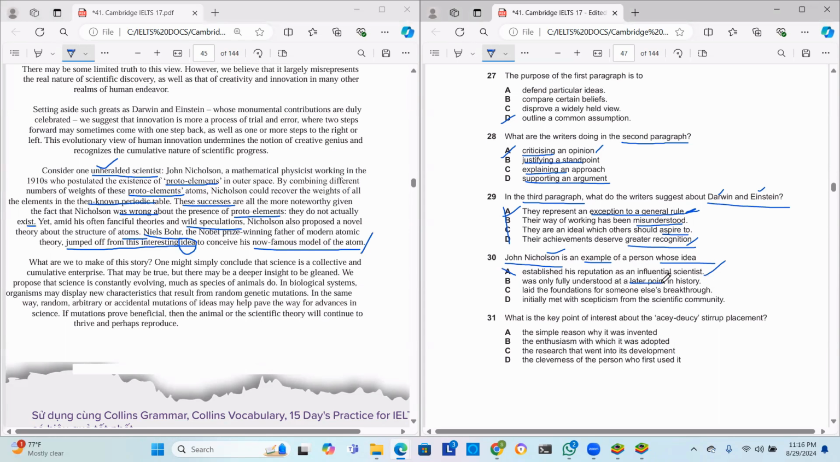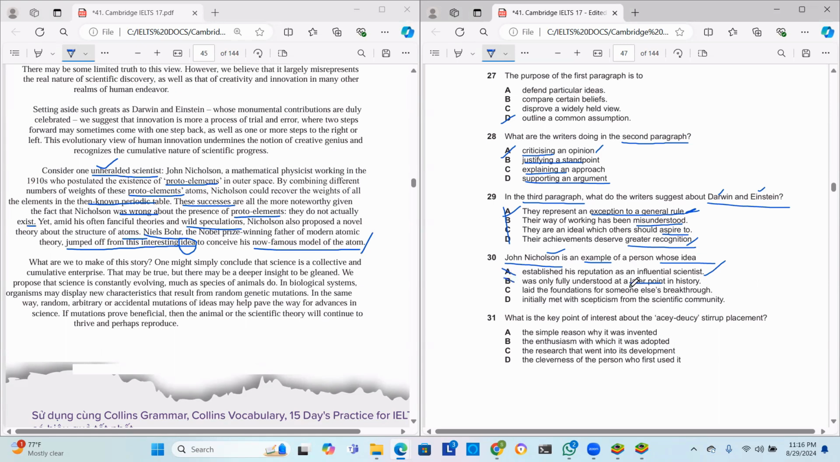Okay. Was only fully understood at a later point in history? No. He was not fully known? No, because Niels Bohr was recognized and he got the Nobel Prize for that. But Nicholson did not get any prize, so he was not fully understood at any point, right? So B is also gone.